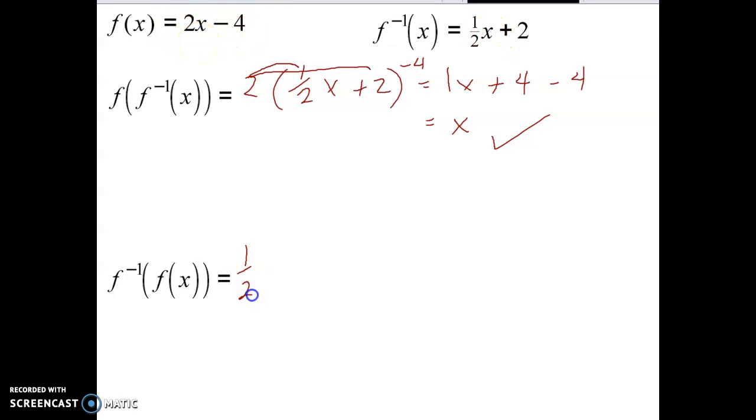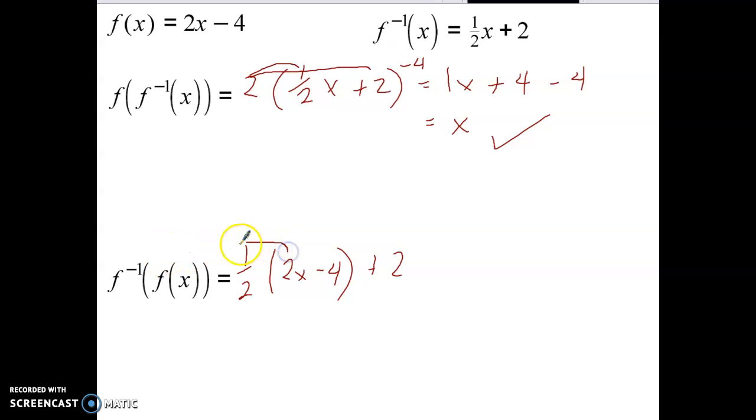So I've got 1/2, and in place of that x, I'm going to put 2x minus 4, and this time I'm going to remember I've got this +2 over here. So you can see the 1/2 is here, the +2 is here. The only thing that changed is that my x, instead of being x, it became 2x minus 4 because that's what I substituted in.